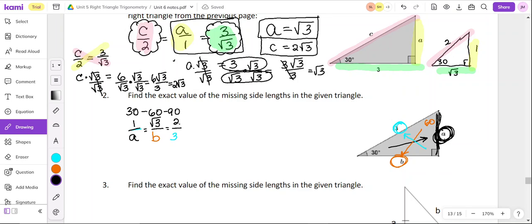Yes, no? All right, which variable do you want to solve for first, A or B? A. So which ones will you use? Definitely 1 over A. And what's the other one? Okay, so this is a simple proportion. We get that 2A equals 3. And so A equals 3 over 2. We good?